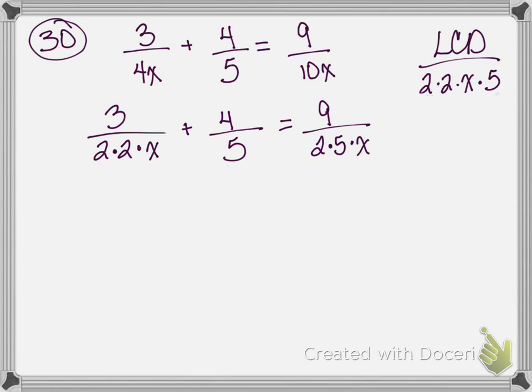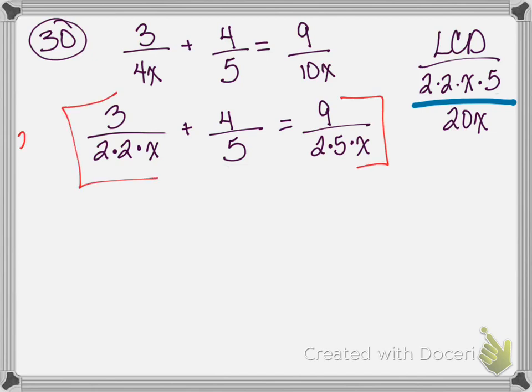Now, you could, if you wanted to, multiply everything by 20x, because 2 times 2 times 5 is 20, and then we've got our x. Completely fine. I usually keep it this way because then I can cross out what I need to cross out. So I am going to multiply everything times my LCD, which is 2 times x times 5.